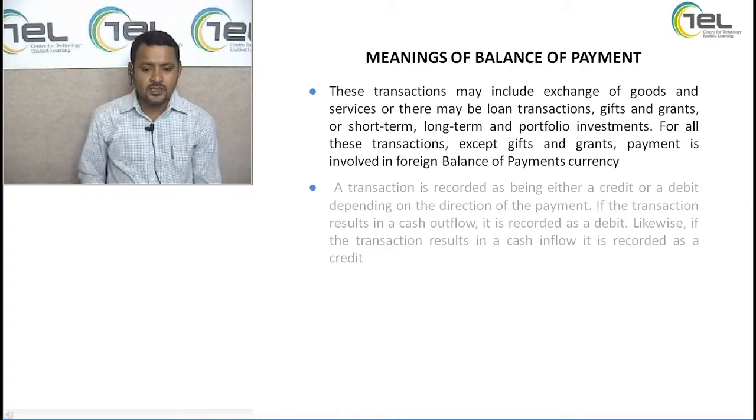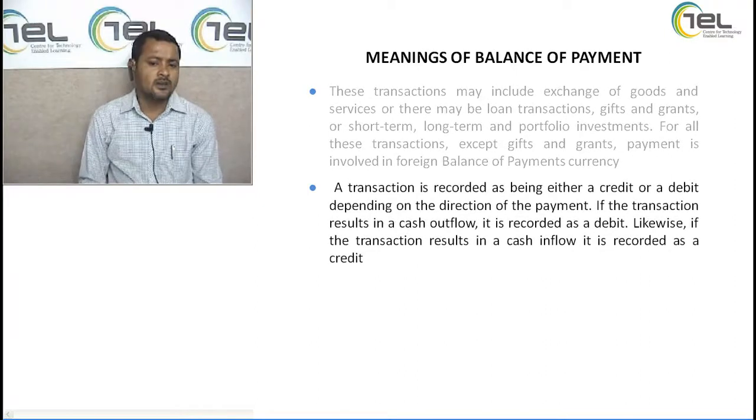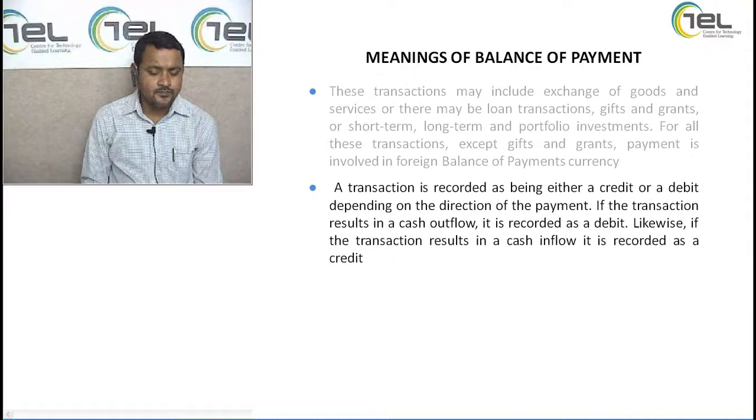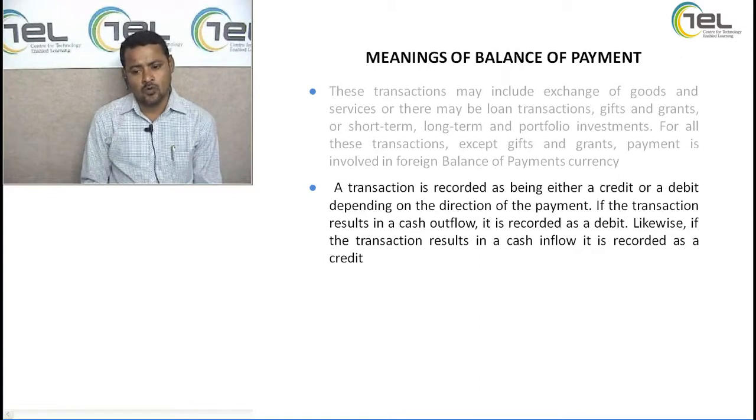A transaction in the course of balance of payment is either recorded as debit or credit depending upon the direction of the payment. If the transaction results in a cash outflow, it is debit. If you are paying in the course of imports, that is a debit. If the transaction results in a cash inflow, it is recorded as a credit. That is when we are making a transaction in regard to exporting something. If we are going to receive some money from exports, then we term it credit.